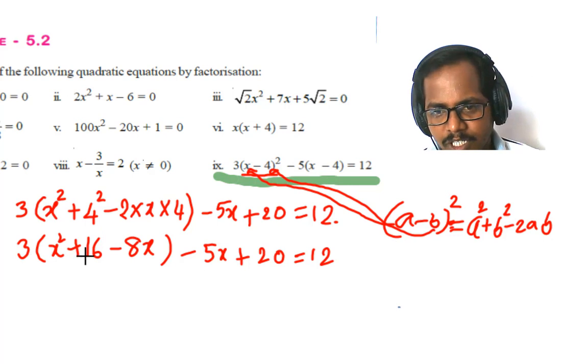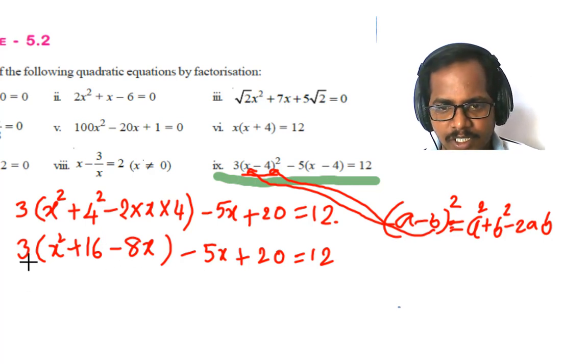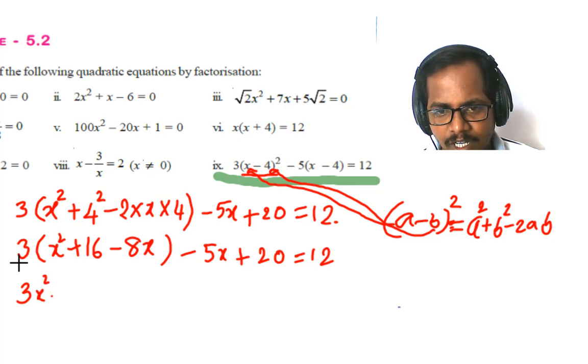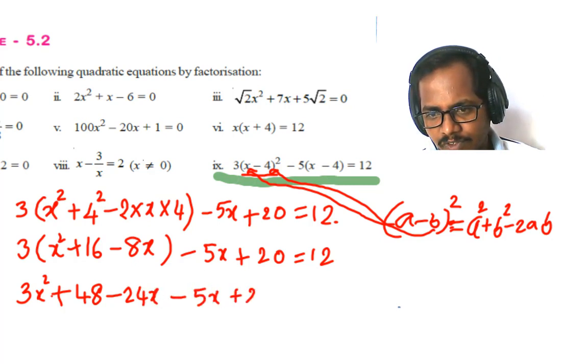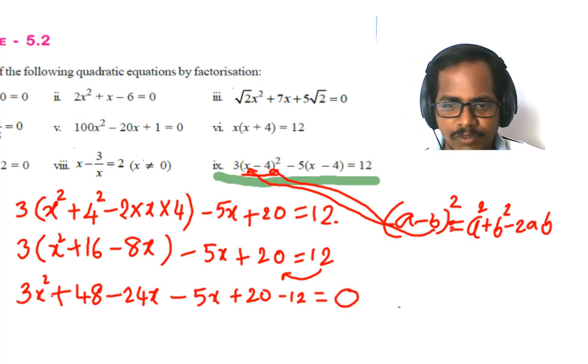Now multiply this expression with 3. So 3 into x square, here we get 3x square, and plus into plus we get plus 3 into 16 which is 48, and plus into minus is minus, 3 into 8x we get 24x, and minus 5x plus 20. And let's bring this 12 to this side. It is positive 12, so it becomes minus 12 when transposed to the left side, and here we have 0.